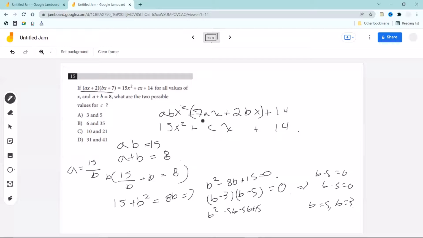And by that logic, once we find b, we'll also find a, and a and b could either be 5 or 3. So a could be 5 and b could be 3, and a could be 3 and b could be 5, because both make the equation true. So this is how we're going to get two values of c.